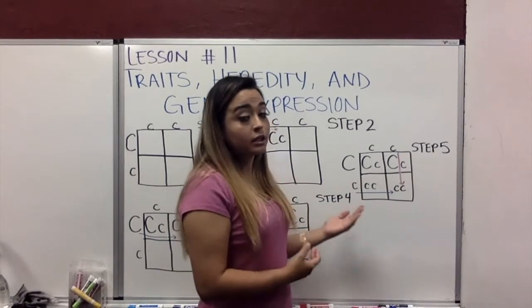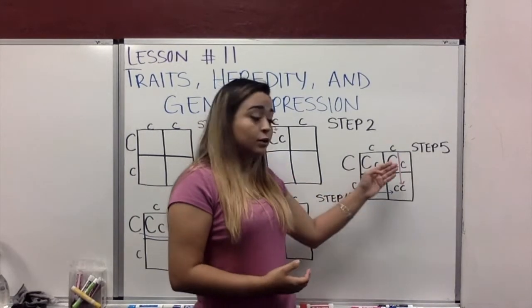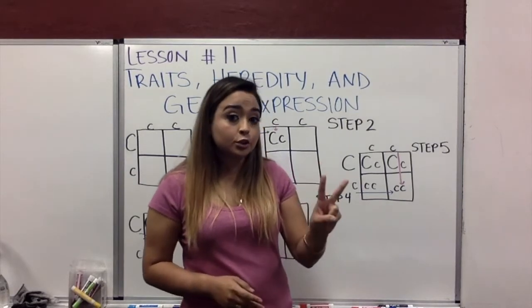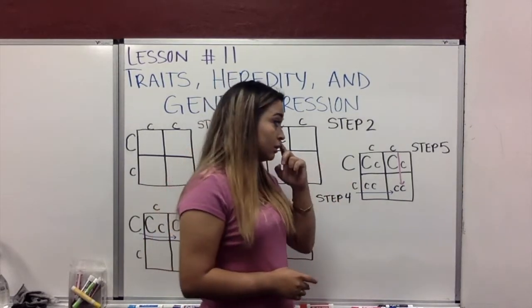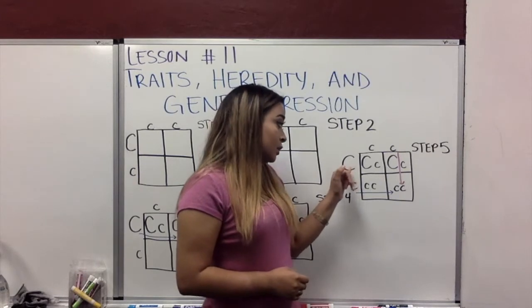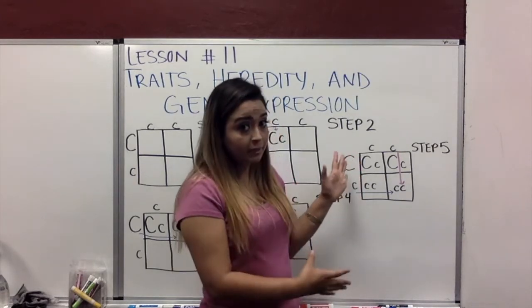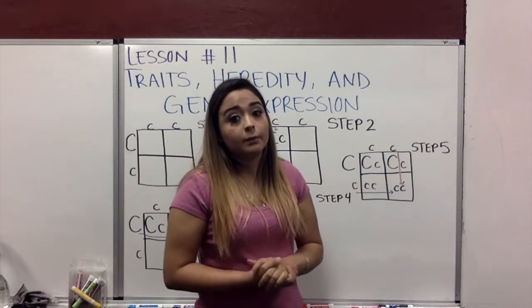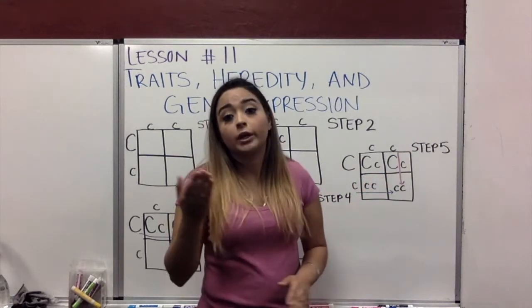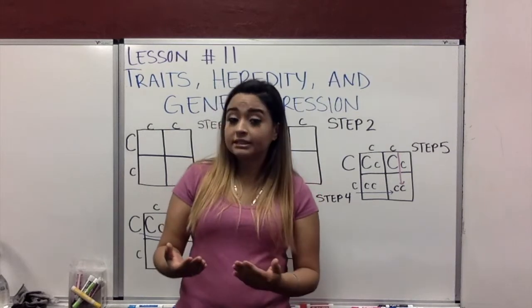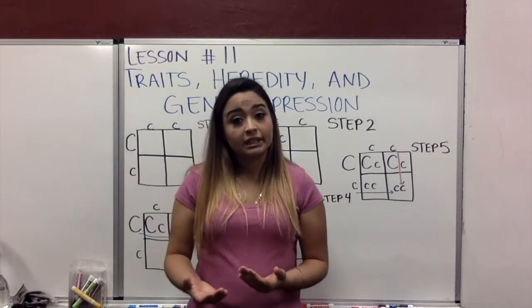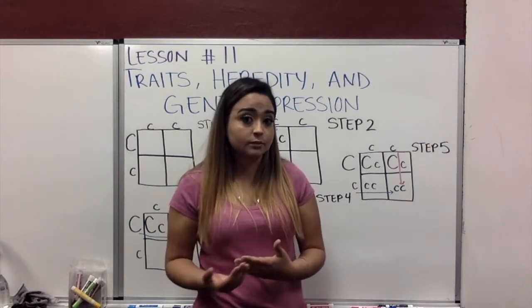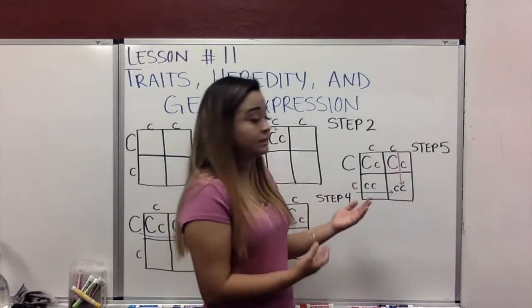Now, in our square, even though we have 4 possibilities, we can see that there are 2 possibilities in all, because we can have the baby be heterozygous, which means that they have one dominant gene and one recessive gene, or homozygous, which is 2 recessive genes that are identical. In this case, they're both recessive.